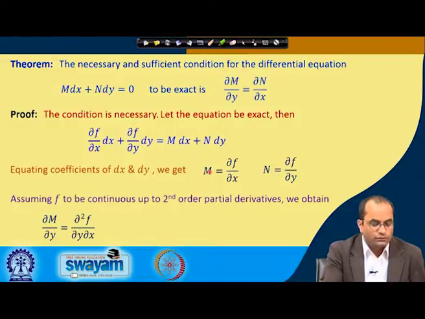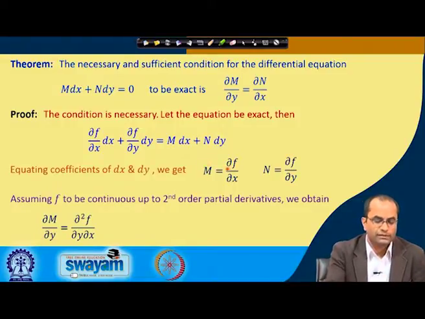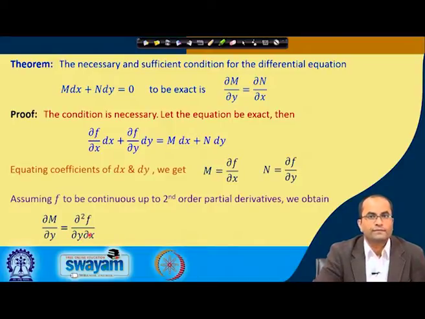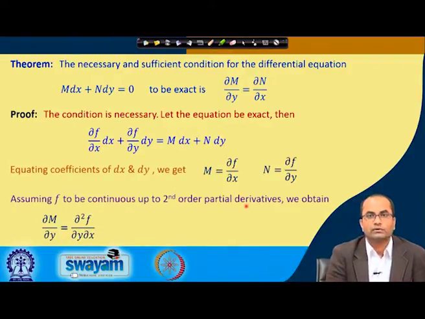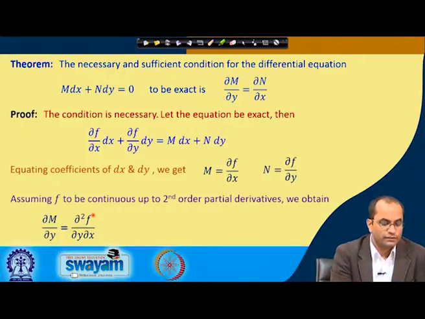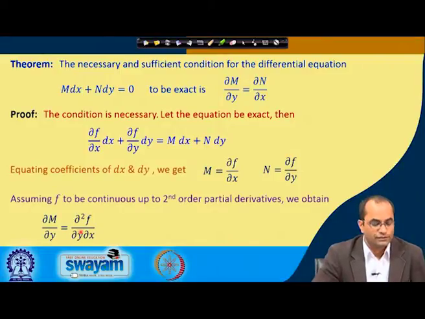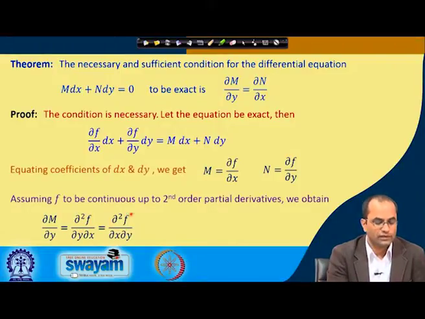So now we get this partial derivative of m with respect to y, which means here also we will be differentiating with respect to y. So, del 2 f over del y del x, that is a second order partial derivative of f with respect to y and with respect to x. Assuming continuity of the second order partial derivatives, we can also reverse the order of differentiation, meaning that this is equal to del 2 f over del x del y.